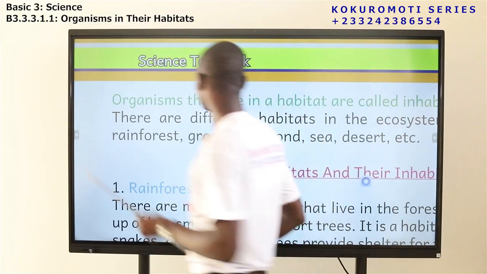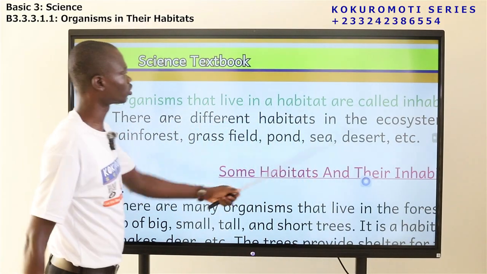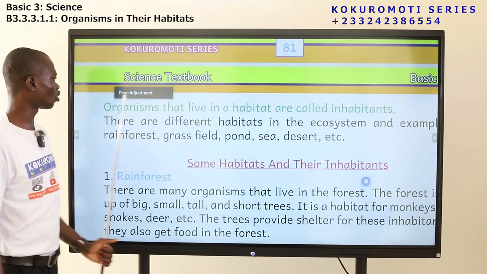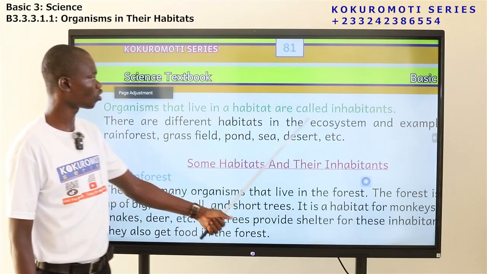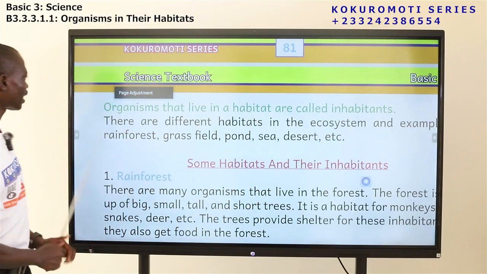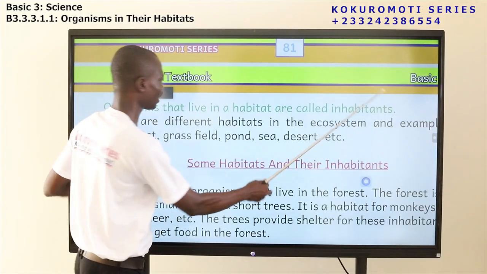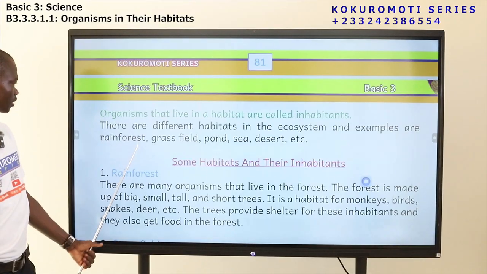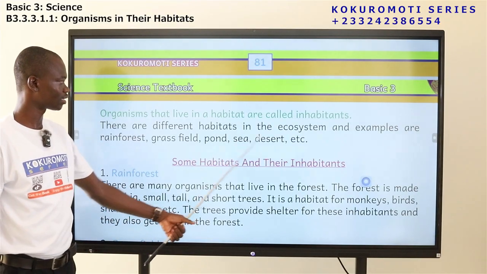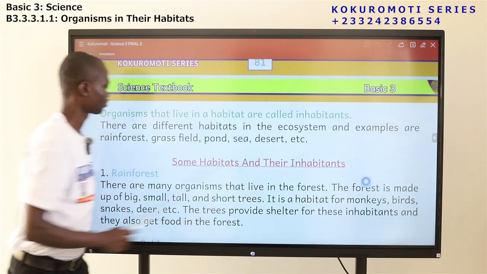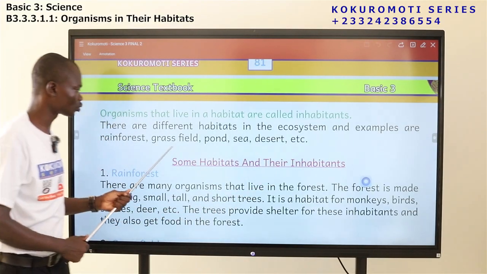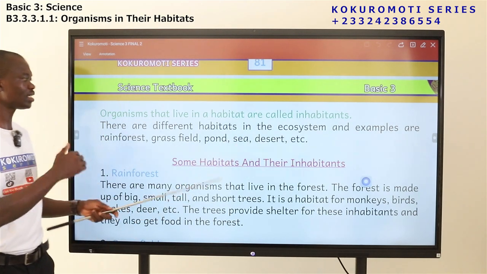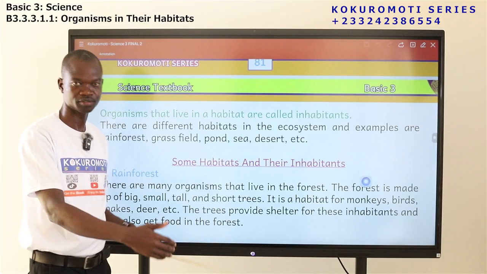Okay, so what we are saying is that organisms that live in a habitat are called inhabitants. I believe I explained to you what an inhabitant is. So organisms that live in a habitat are called inhabitants. Very good. So there are different habitats in the ecosystem, and examples are rainforest, grass field, pond, sea, deserts. So all these, the rainforest is a habitat, grass field too is a habitat, pond is a habitat, sea is a habitat, desert is a habitat, meaning these are places where living things can live.